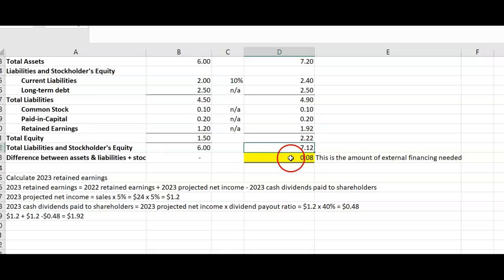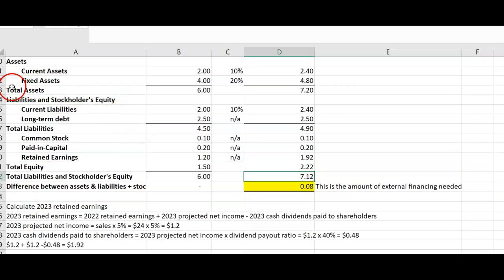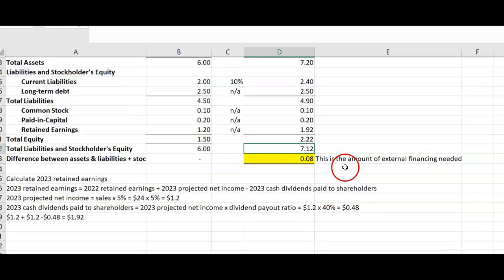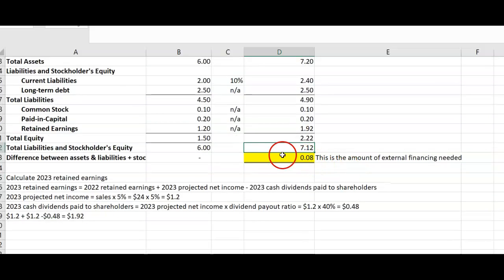So we may get that by taking out a loan. We may get that by adding to our long-term debt, or we may sell more stock on the stock exchange. So we may get that by issuing additional shares of stock. But at this point, what we need to figure out is how we're going to come up with an additional $80,000.